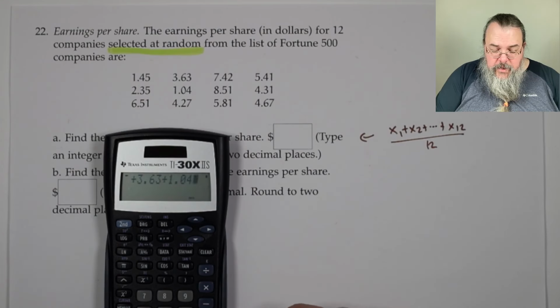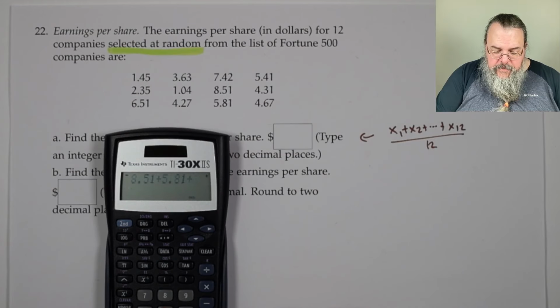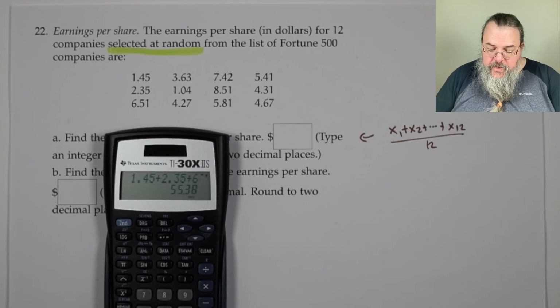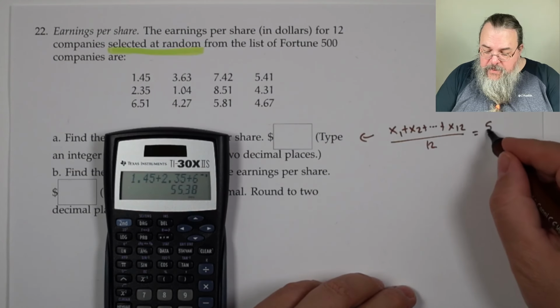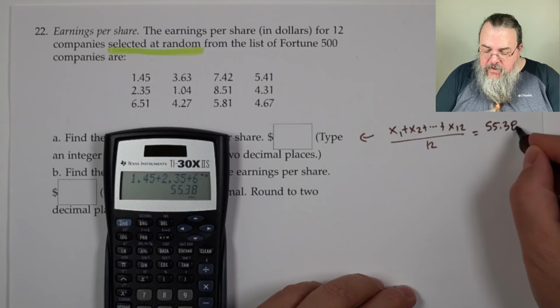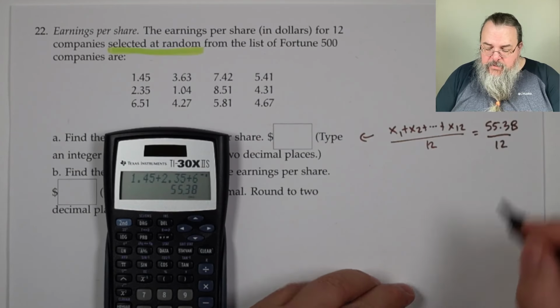1.04, 4.27. Go to the next column, 742, 851, 581, 541, 431, 467. Okay, if we add those up, we get 55.38, and we're going to divide that by 12.